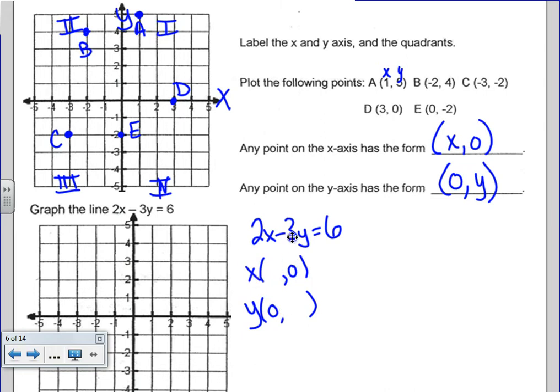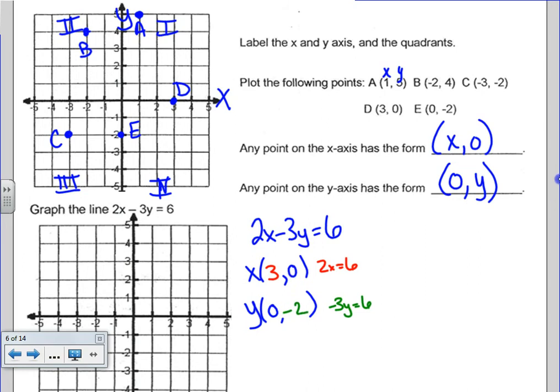First, if I plug in a 0 for the y value, I think about covering up the y, and I get 2x equals 6. So that means x must be 3. And for the y-intercept, if I plug in a 0 for the x, I end up with -3y equals 6. So y must be -2.